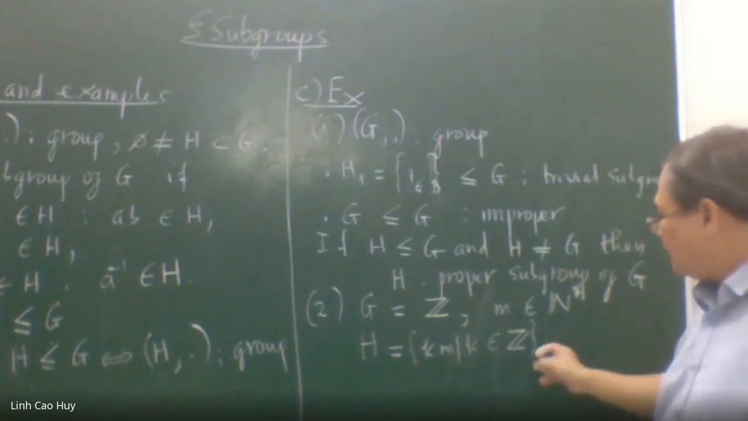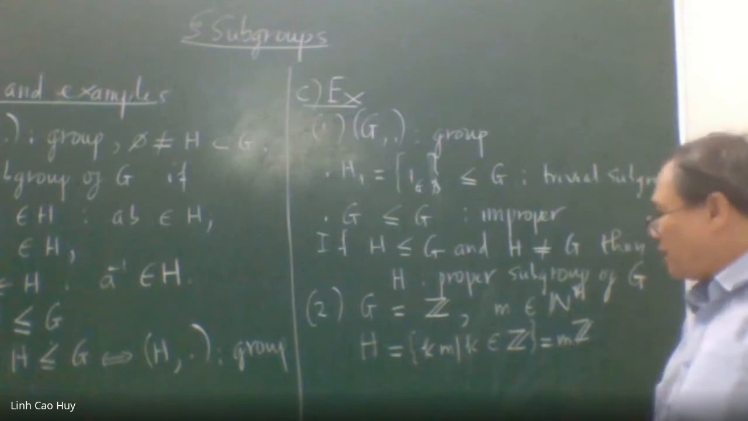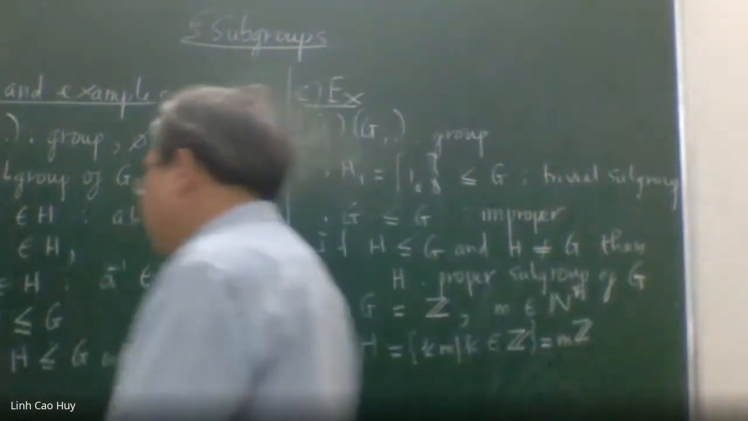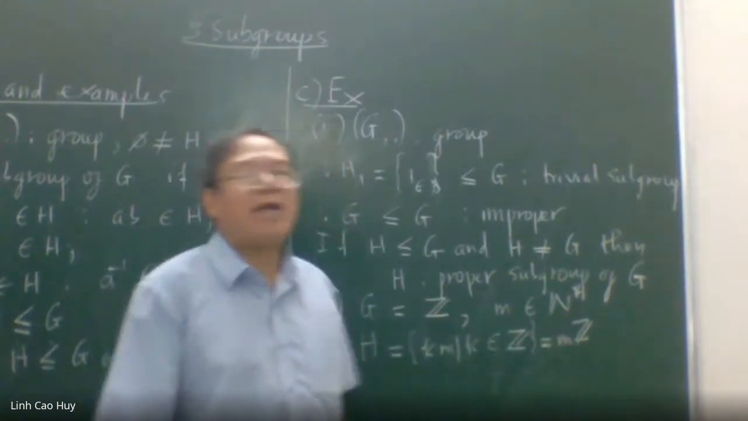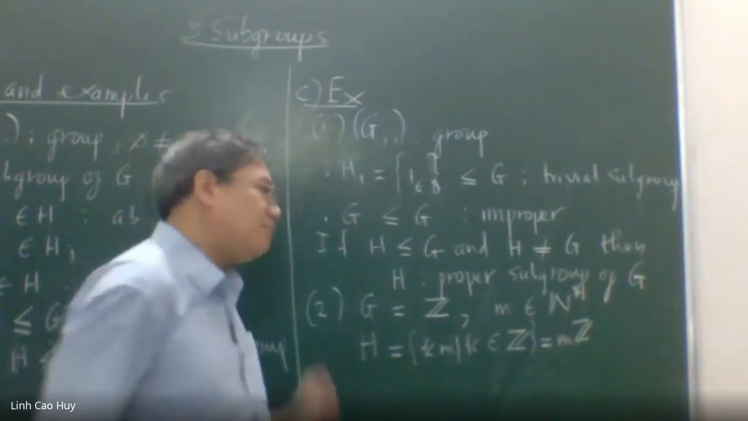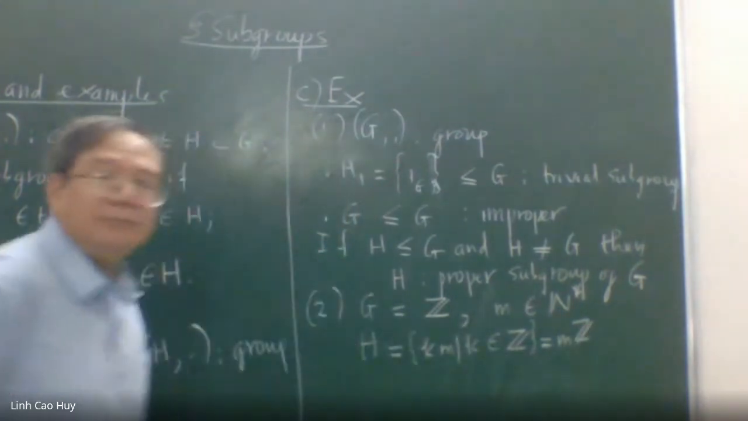This subset we denote by MZ: the set of integer numbers that are multiples of M. Tập tất cả các bội số của M, nó kêu là MZ.